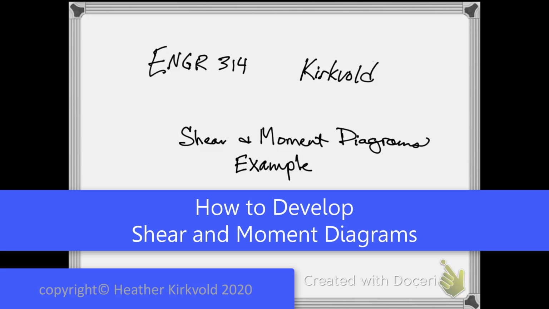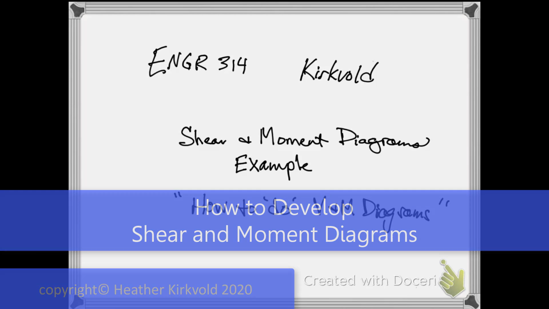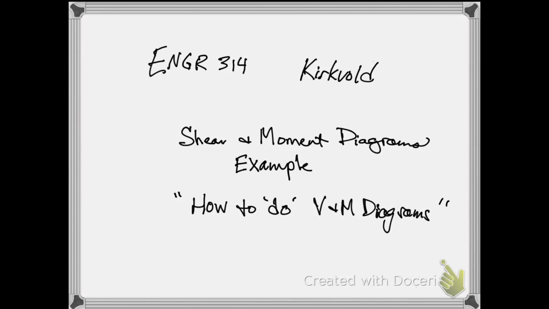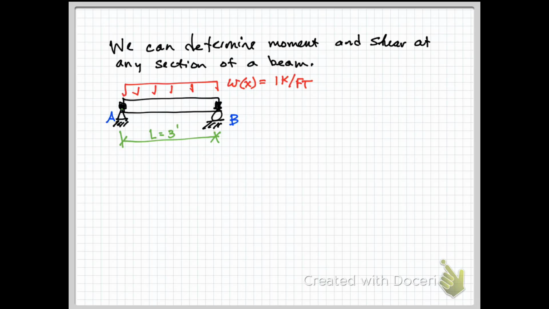We're doing Engineering 314, Materials and Mechanics, and in this video I'm going to do an example problem of how to construct a shear and moment diagram. So let's get started. First of all, we can determine moment and shear at any section of a beam. So let's start with this example.